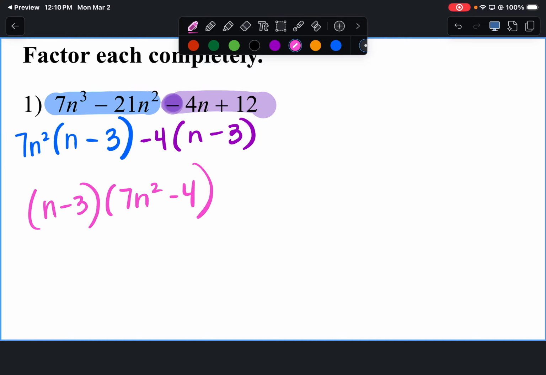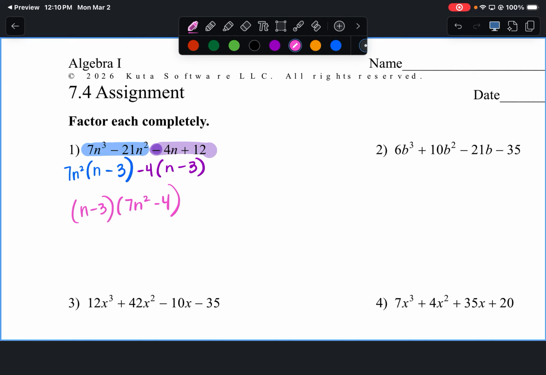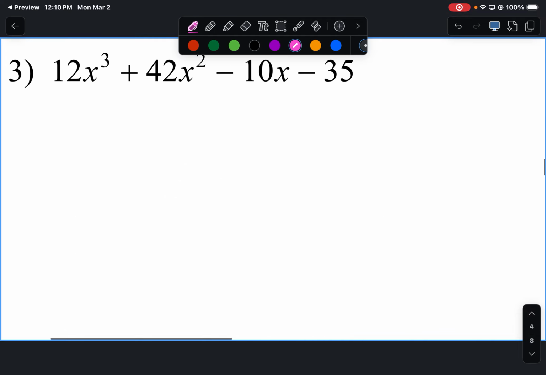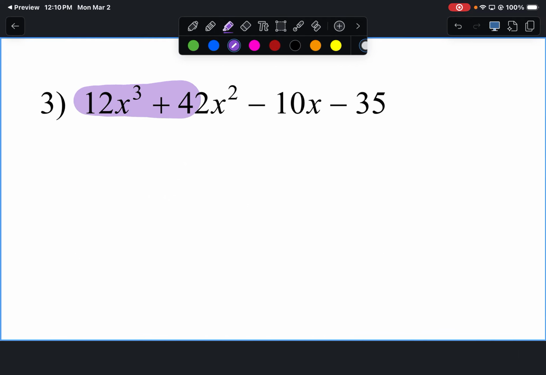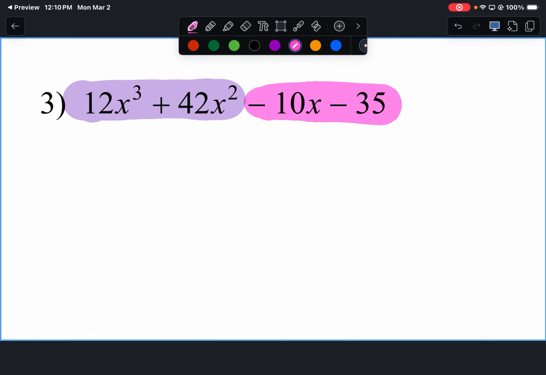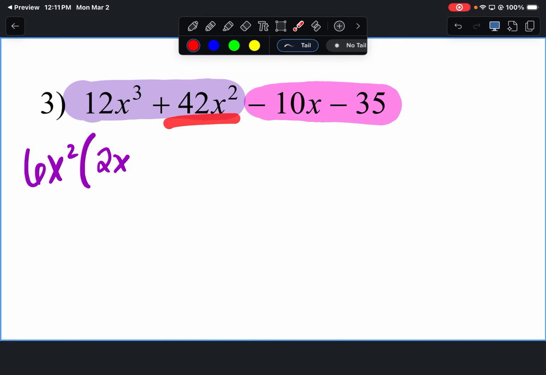I also want us to go ahead and look at question 3 together. For question 3, we group the first two and we group the last two. When we group the first two, what is our greatest common factor? 6 what? 6x squared. And when we take out a 6x squared, what is 12x to the third divided by 6x squared? What is 42x squared divided by 6x squared? 7.